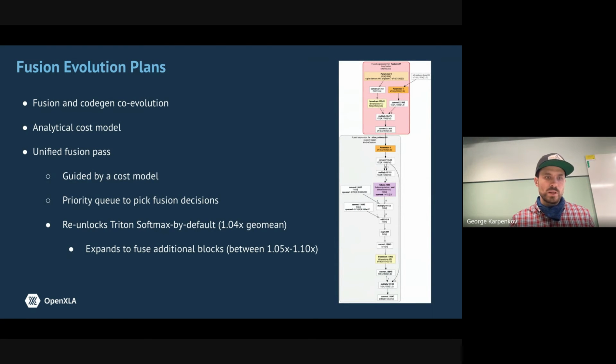Right, so the evolution plan is to launch this unified priority queue-based fusion where it's guided by a cost model. Right now, it's a bit hacky. We have multiple fusion passes. Some fusion passes query the cost model, some do not. And if we could land it, it would give rather considerable performance gains on the set of benchmarks we are looking at. Any other questions on fusion or priority queues?